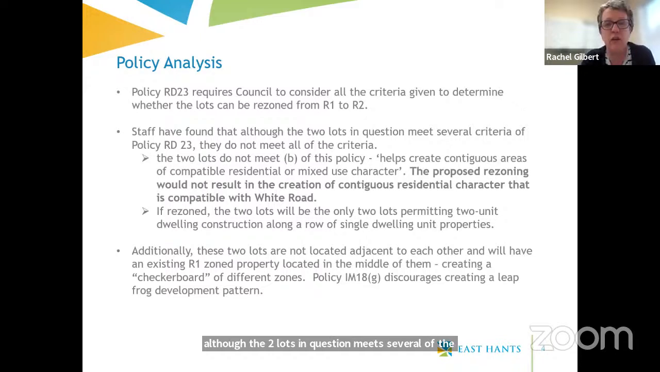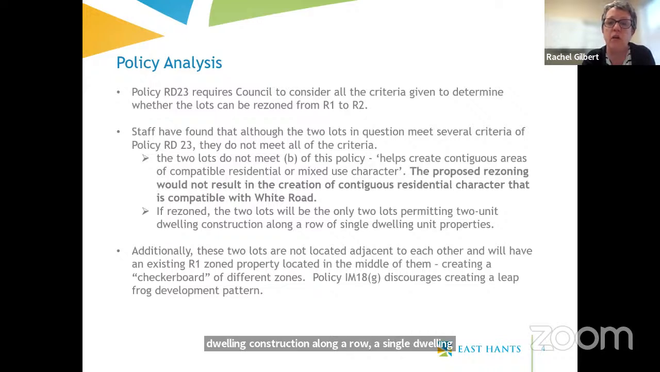And that criteria is included in the back of the staff report. The two lots do not meet B of the policy, and this policy helps to create contiguous areas of compatible residential or mixed-use character. The proposed rezoning would not result in the creation of a contiguous residential character that is compatible with White Road. If rezoned, the two lots would be the only two lots permitted 2-unit dwelling construction along a row of single dwelling unit properties.